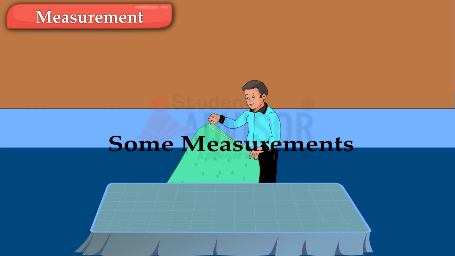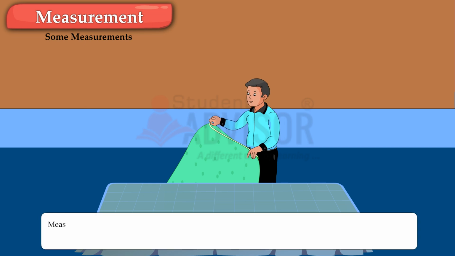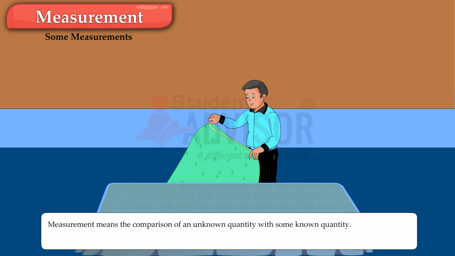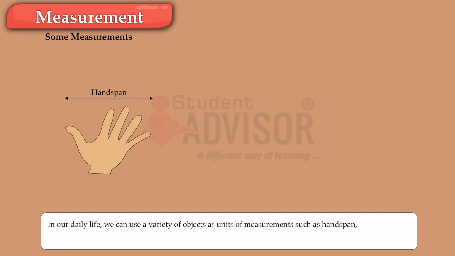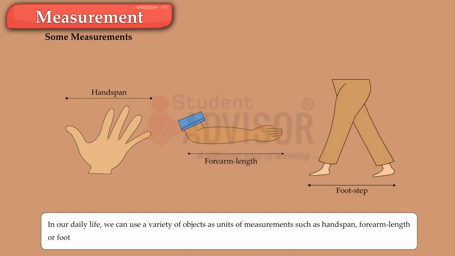Some measurements. Measurement means the comparison of an unknown quantity with some known quantity. This known fixed quantity is called a unit. In our daily life, we can use a variety of objects as units of measurement, such as handspan, forearm length, or footstep, etc. But the length of a handspan, forearm, and footstep varies from person to person.